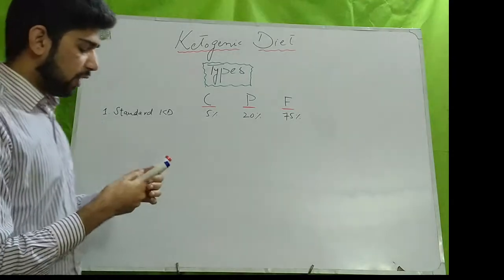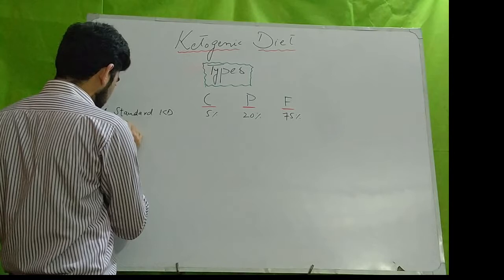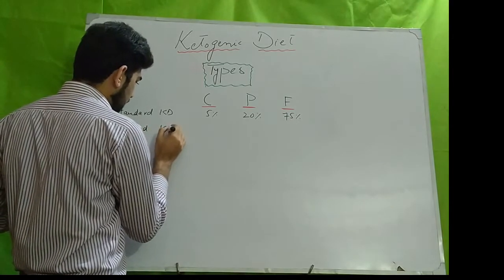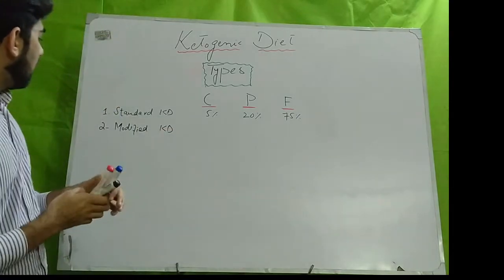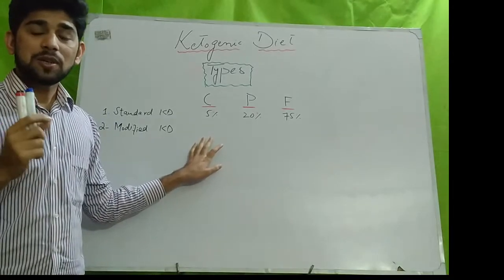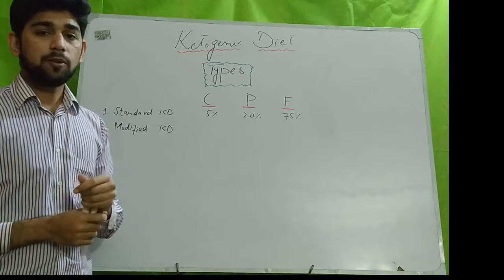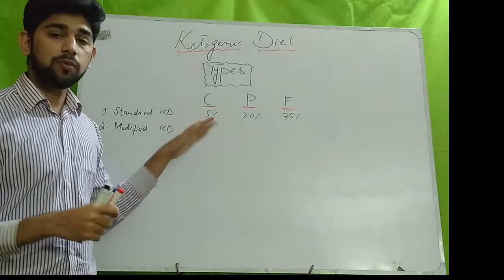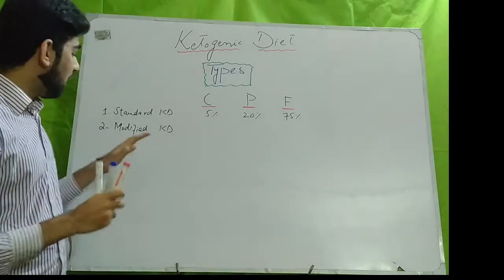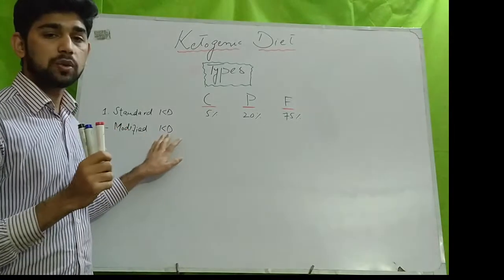The second type of ketogenic diet is the modified ketogenic diet. This type of diet is used when a person wants to move out of the ketosis state. If a person has been using the standard ketogenic diet for a long time and now wants to move out of the ketosis state, in that case the person will be shifted to the modified ketogenic diet.